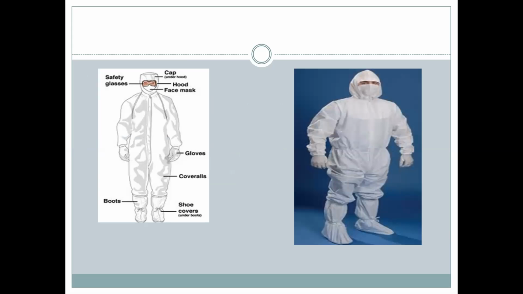So they wear the gowning and all the uniform, the sterile products. Here we can look into that. Cap should be there, hood should be there, face mask should be there, safety glasses, gloves for the hands, coveralls, then shoe covers, under boots. This is how they should wear the gowning in the sterile and aseptic area.